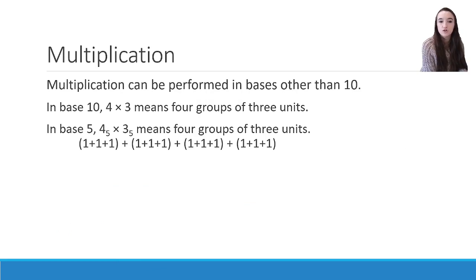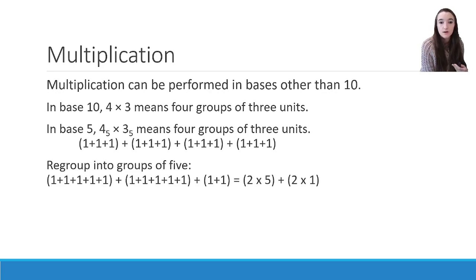Next, we're going to look at multiplication. So multiplication can be performed in bases other than 10 as well. So in base 10, 4 times 3 means 4 groups of 3 units. In base 5, 4 times 3 in base 5 means 4 groups of 3 units again, but we can regroup these into groups of 5, which gives us 2 5s and 2 1s left over. So 4 times 3 base 5 is 22 base 5.